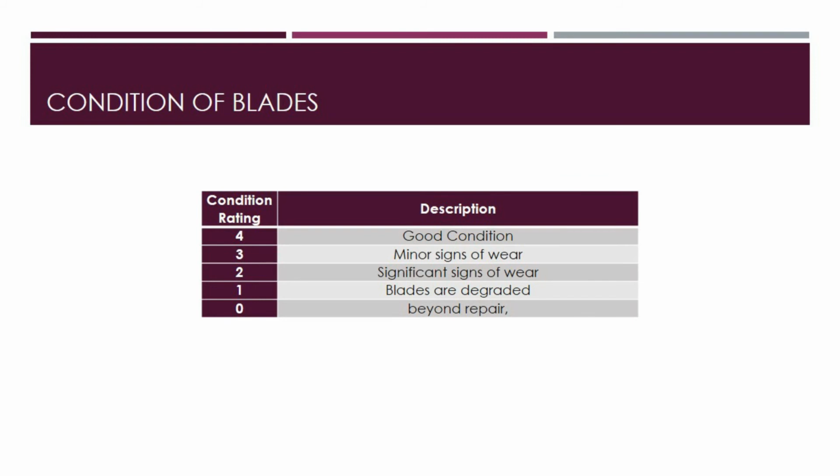For a rating of 3, you could see minor signs of wear on the blades and the fasteners. For a rating of 2, there are significant signs of wear, but the deficiencies are not critical to the safe operation of the switch. For a rating of 1, the blades are degraded and require replacement during the next scheduled outage. And lastly, for a rating of 0, blades are damaged and degraded beyond repair, and you would need an immediate replacement for these.